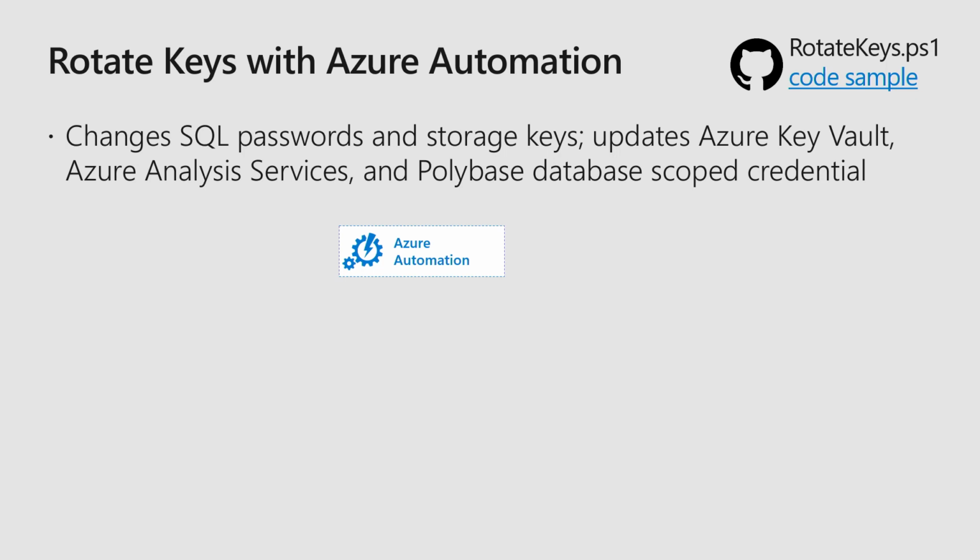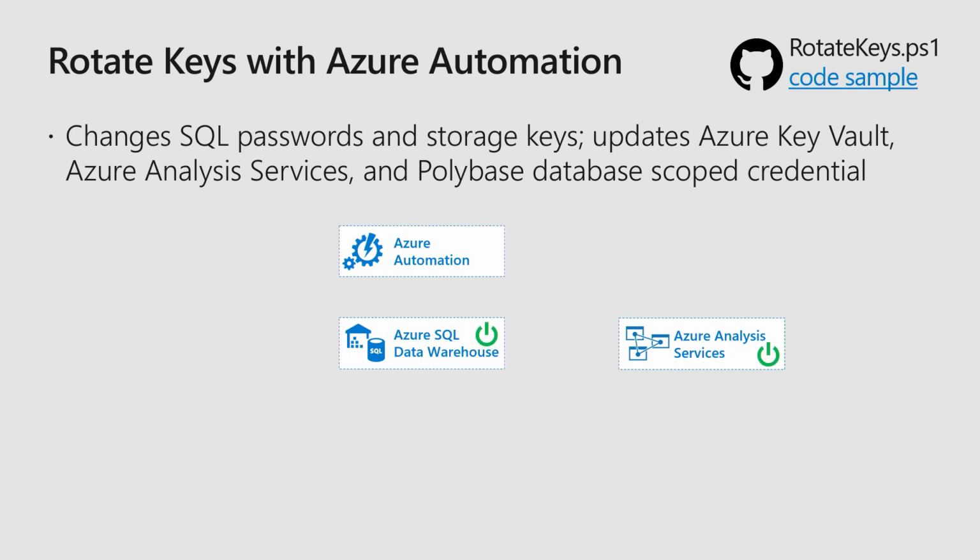So I've got an animation here to walk you through exactly what this Azure Automation runbook will do when I show you in just a second. First, this Azure Automation runbook will start the SQL DW and my Azure Analysis Services if it's not started already. Next thing is it will look up the current IP address of the Azure Automation instance that's running my runbook, and then open that up in the firewall.